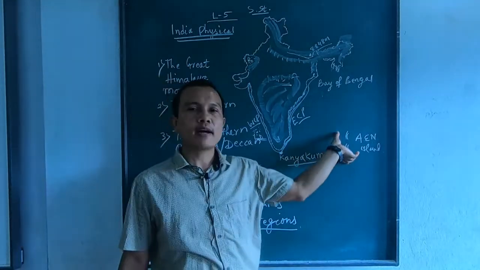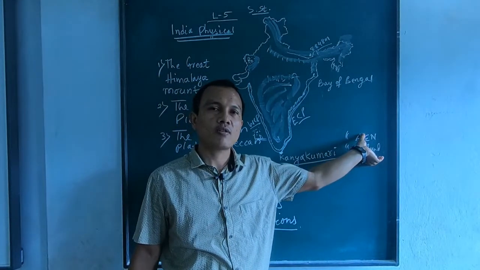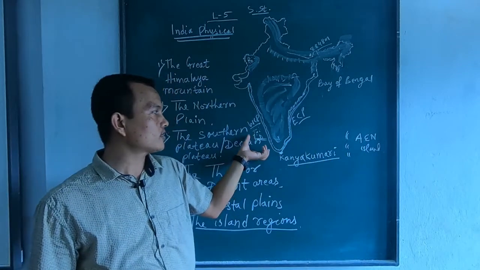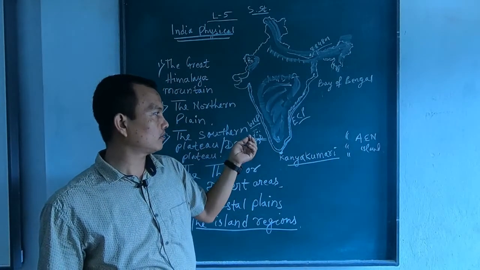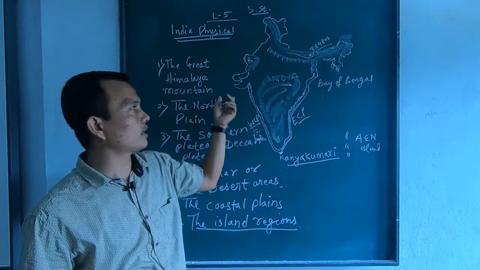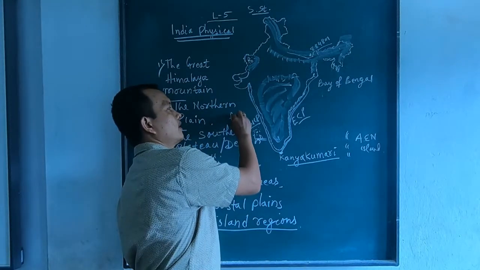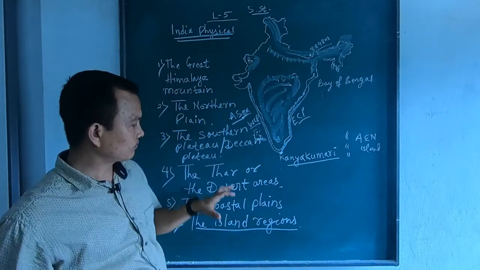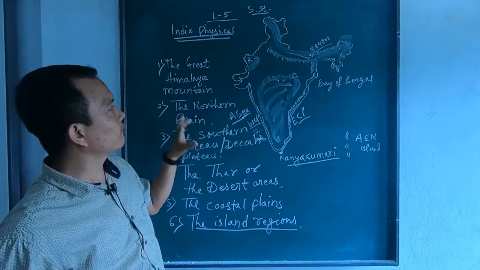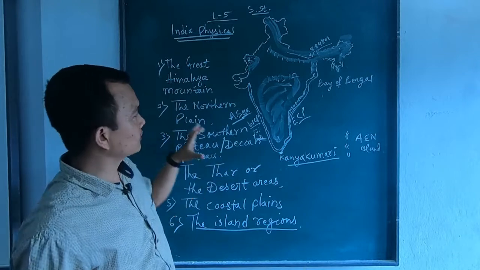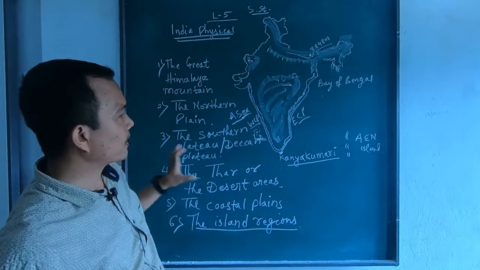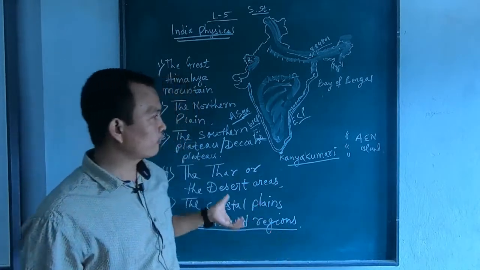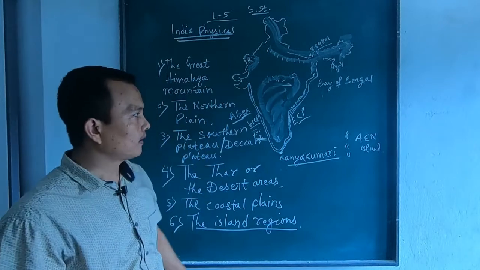Andaman and Nicobar Island is found in the Bay of Bengal. And on the other side, Lakshadweep is found in the Arabian Sea. All right. Now, these are the few physical features that we can see in the country. Apart from this, there are a few more things that we need to know.